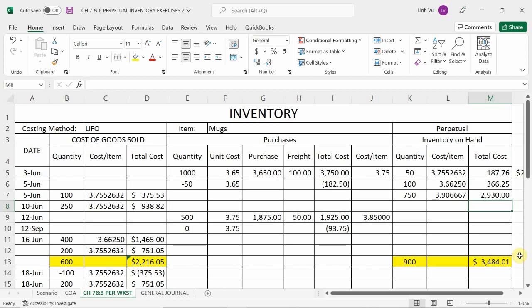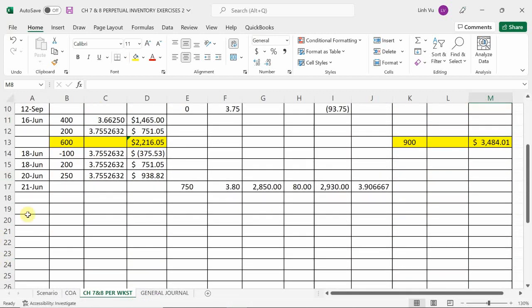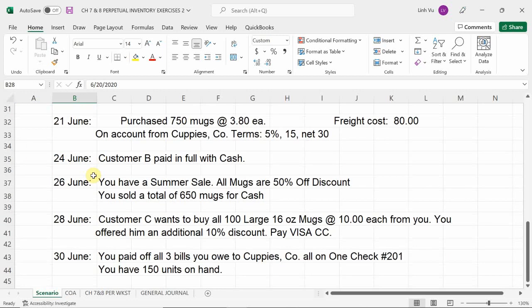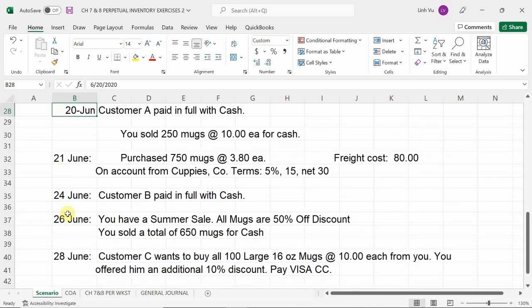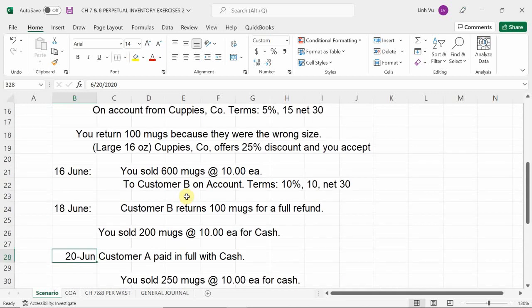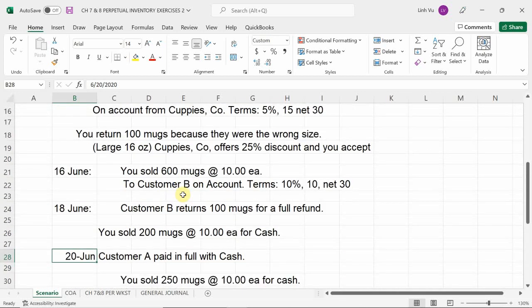Okay. So now that I have that, we can go ahead and see what happened next. So that was on the 21st. Next, we have here on the 24th of June, customer B decides to pay in full with cash. So let's take a look at customer B. When did we sell to customer B? We sold to them on June 16, right?